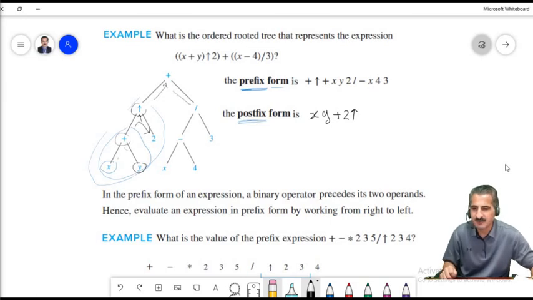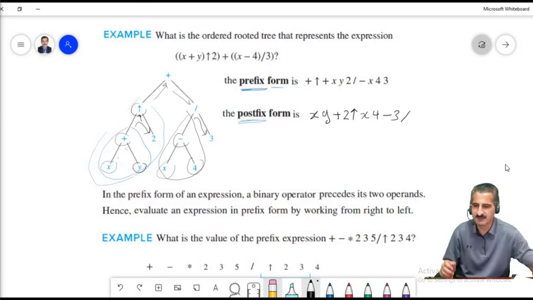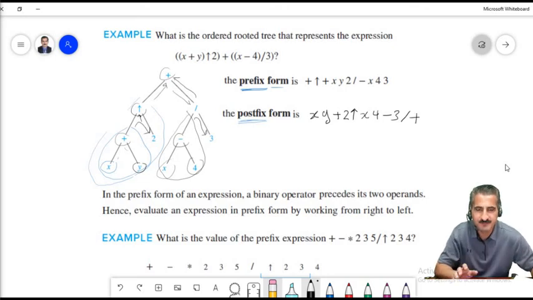We will go to the right subtree and take the left of it, and then keep taking the left. So we will have x, take the right, 4, take the root, which is minus, and then take the right, which is 3, and then take the root, which is the division, and then we go back to the original root in here and take the plus.